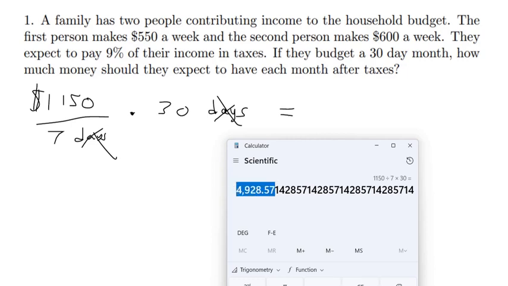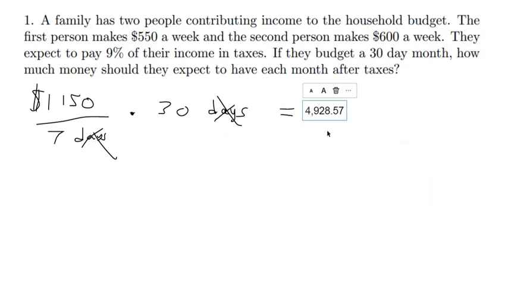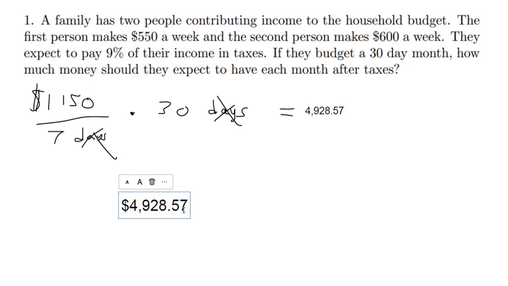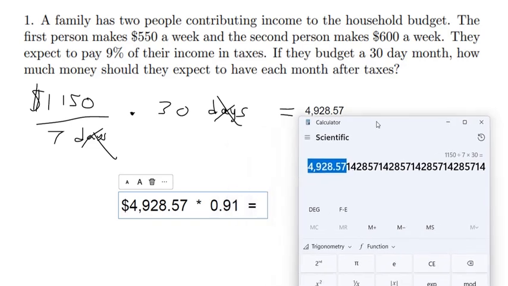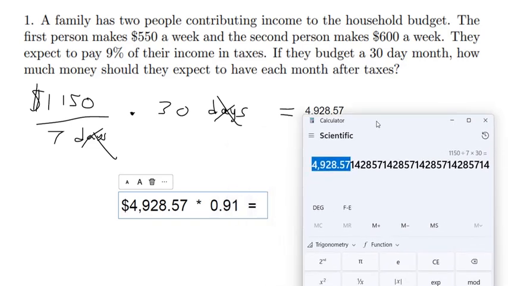So it gives you $4,928.57. And I think we rounded down. Yep. And so they're asked how much money are they going to have after taxes. So this is how much money they earned before taxes. And it says taxes are 9%. That means you're keeping 91% of your income. If you take out 9%, that's the same thing as calculating 91%, right? Because 9% subtracted from 100 is 91%.